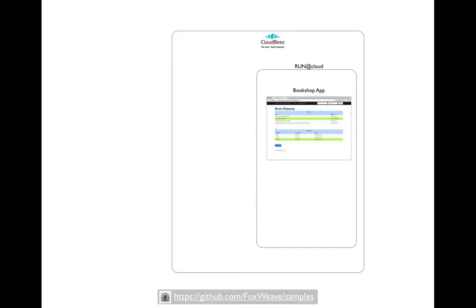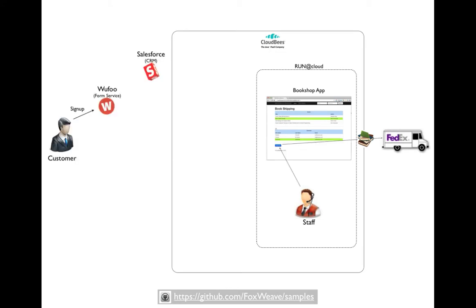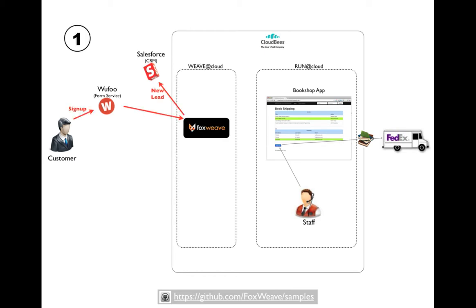So what we've done is built a simple app and published it on GitHub. It's a Bookshop app where an operator selects from a list of books and a list of customers and initiates the shipping of the book to that customer. The customers themselves are signed up initially using a form service called Wufoo, and what we want to happen is for those form submissions to be synced to Salesforce as new leads. This is the first of the integrations where we use Weave It Cloud, and this is a pure Weave It Cloud integration, i.e. it's not an app-centric integration.